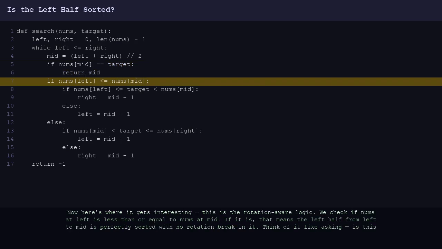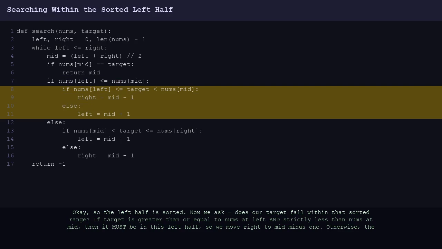Now here's where it gets interesting, this is the rotation-aware logic. We check if nums at left is less than or equal to nums at mid. If it is, that means the left half from left to mid is perfectly sorted with no rotation break in it. Think of it like asking, is this side of the array still behaving normally? If yes, we can reason about it easily.